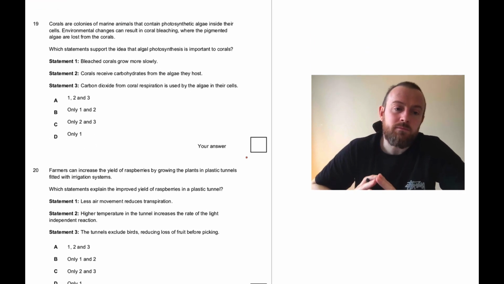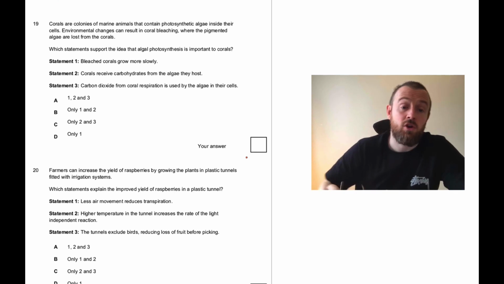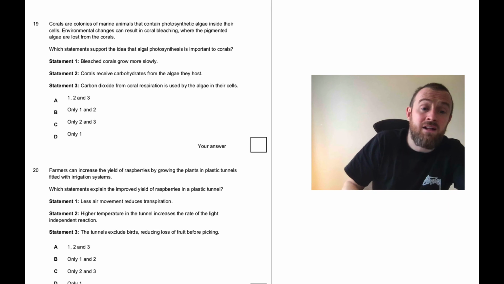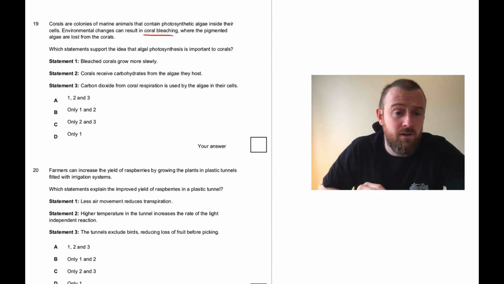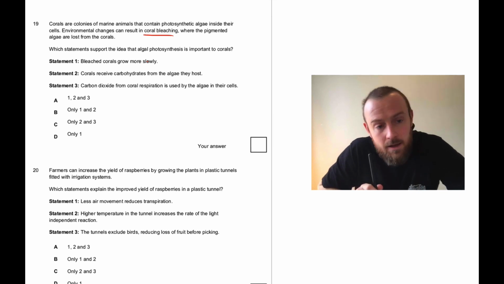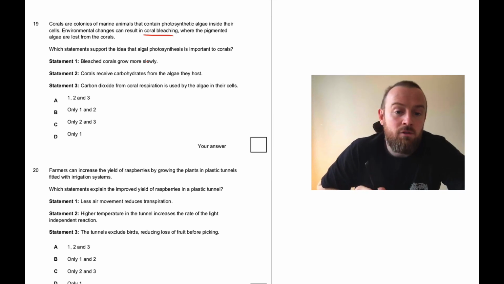19. Corals are colonies of marine animals that contain photosynthetic algae inside their cells. Environmental changes can result in coral bleaching, where the pigments in algae are lost from the coral. This is a horrible thing, coral bleaching. Look it up, it's very, very worrying. Which statements support the idea that algal photosynthesis is important to corals?